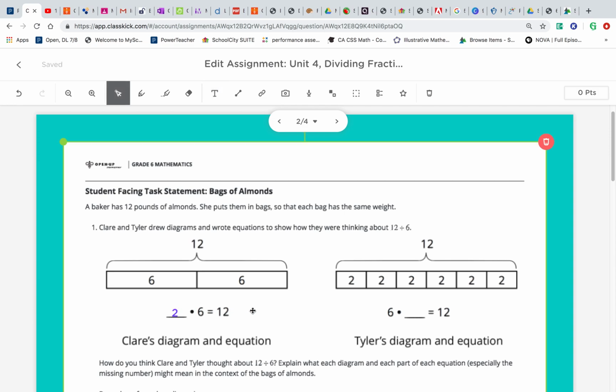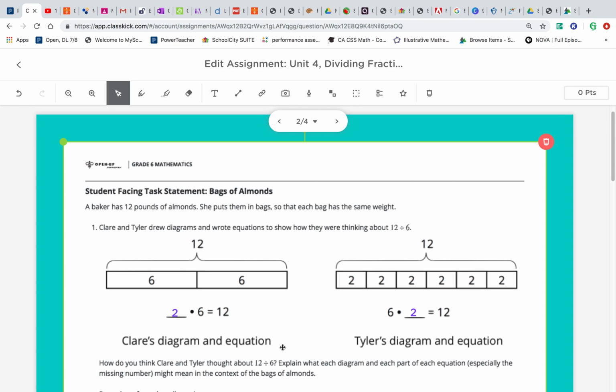All right. Tyler breaks his down into, let's see, 1, 2, 3, 4, 5, 6 parts with 2 in each of them, right? 6 boxes, 2 in each of them here. And so Tyler writes an equation that says 6 times blank equals 12. Well, 6 times what equals 12? It's the 2, right? So if we look at this here, you can see that both of them are the same in that their bags are representing 12 pounds, the same weight for each one, right? But you can see here, Claire gets to it a little bit different way than Tyler does.